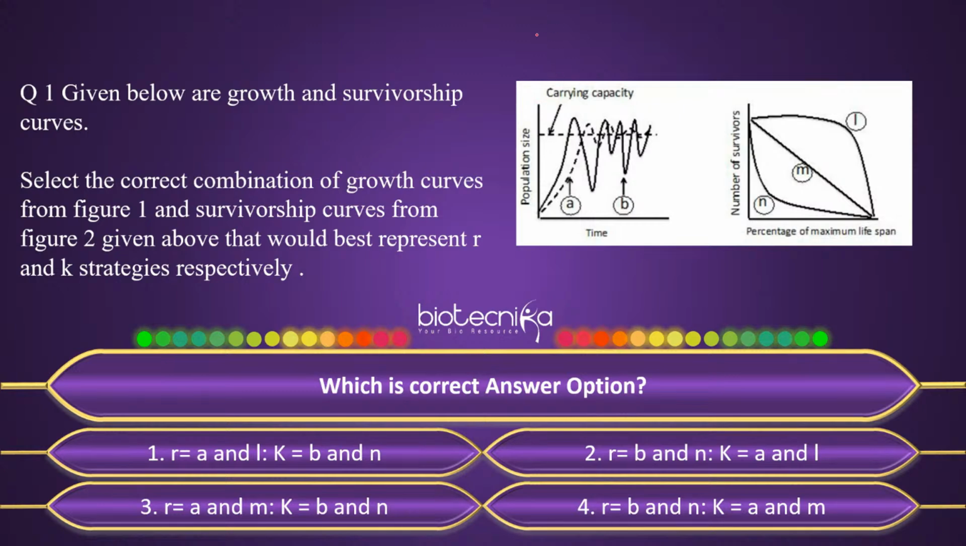Okay, so you have to check with the graph and the survivorship curve. Like we had discussed, we are going to cover these topics: R and K strategies, survivorship curves.